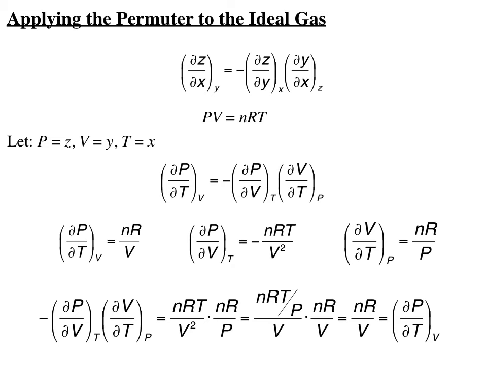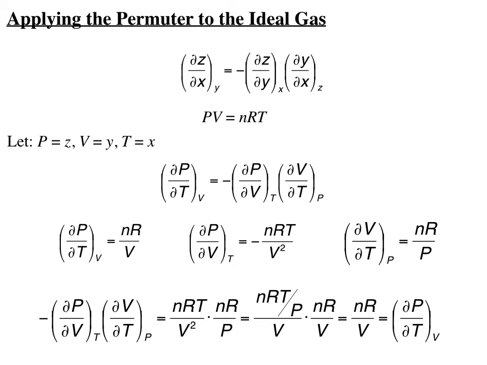So we have a closed system where n is not varying. R is, of course, a constant. But let's now look, how are P, V, and T related? Well, what I'm going to do is go to my permuter and wherever I see a Z, I'm going to stick in P. Wherever I see a Y, I'll stick in V. Wherever I see an X, I'll stick in a T. And I get that the partial of P with respect to T at fixed volume is equal to negative the partial of P with respect to V at fixed temperature times the partial of V with respect to temperature at fixed pressure. As bizarre as that sounds, let's now just do that process.